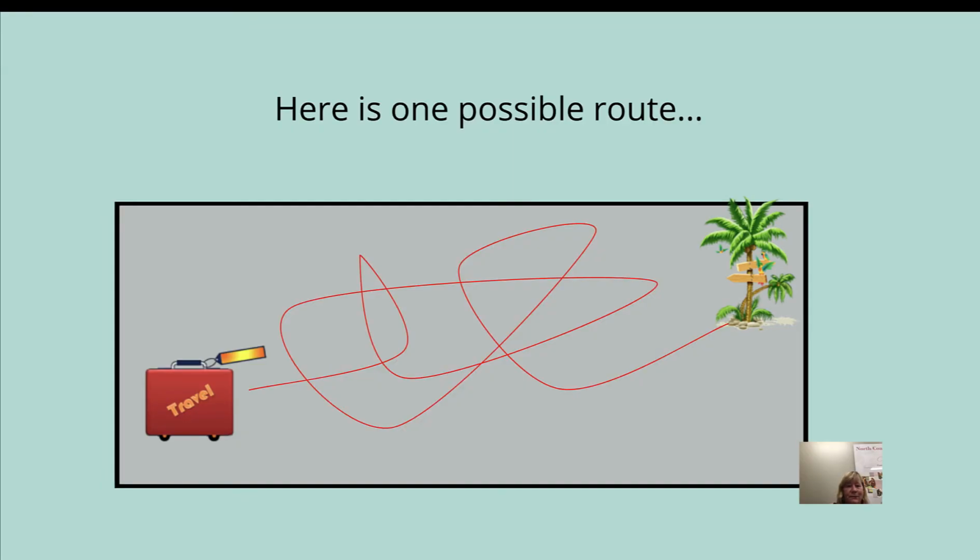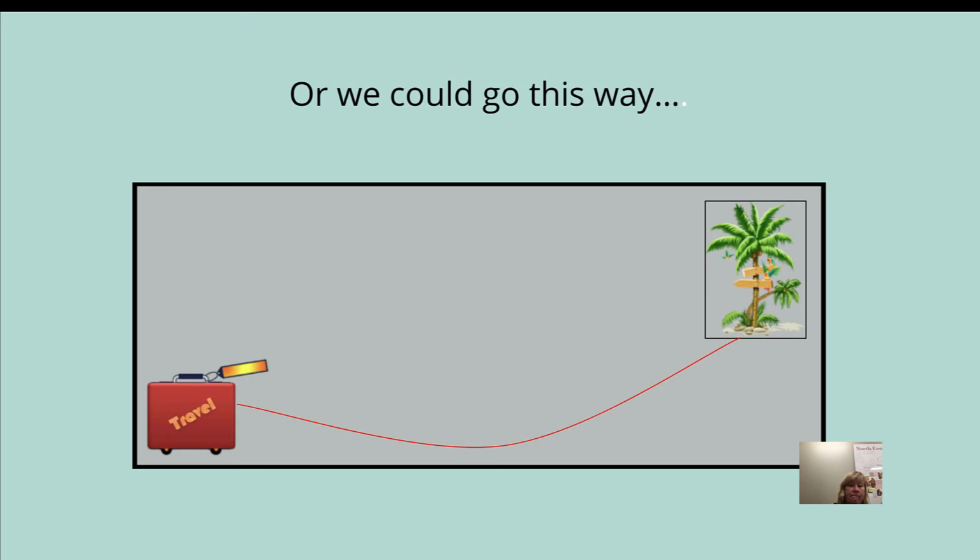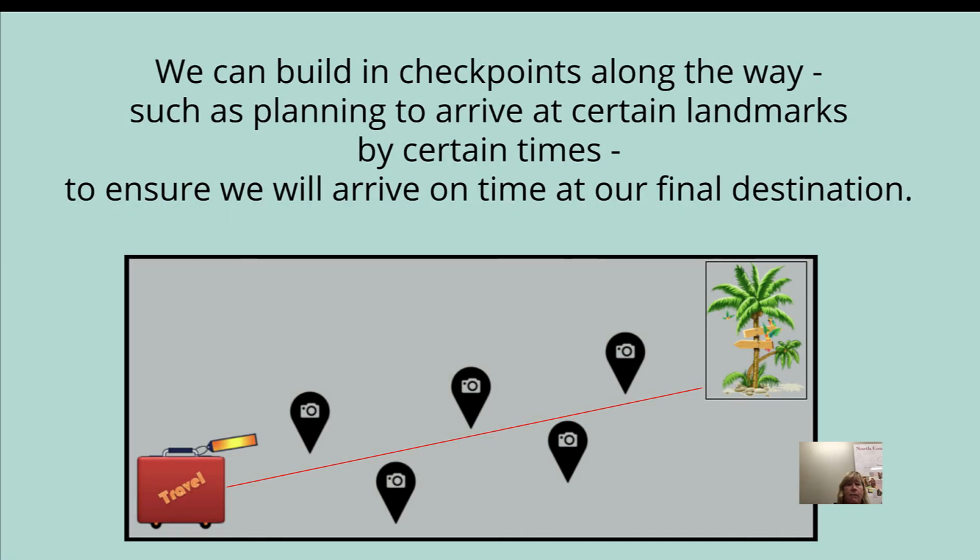Here's one possible route, which is one that I typically encounter, but probably not the most efficient. Or we could go this way, or we could go this way. We can build in checkpoints along the way, such as planning to arrive at certain landmarks by certain times to ensure that we will arrive on time at our final destination. So for example, we often will stop at a rest stop halfway between Santa Rosa and San Diego to let our dogs run around. So we want to make sure we know where the rest stops are, just in case they have to go to the bathroom before we get to our planned place where we're going to stop and have lunch.